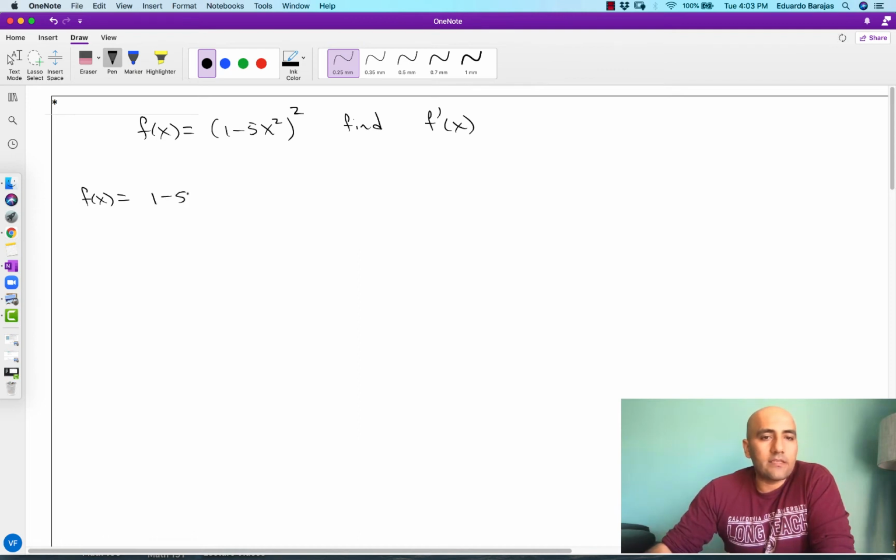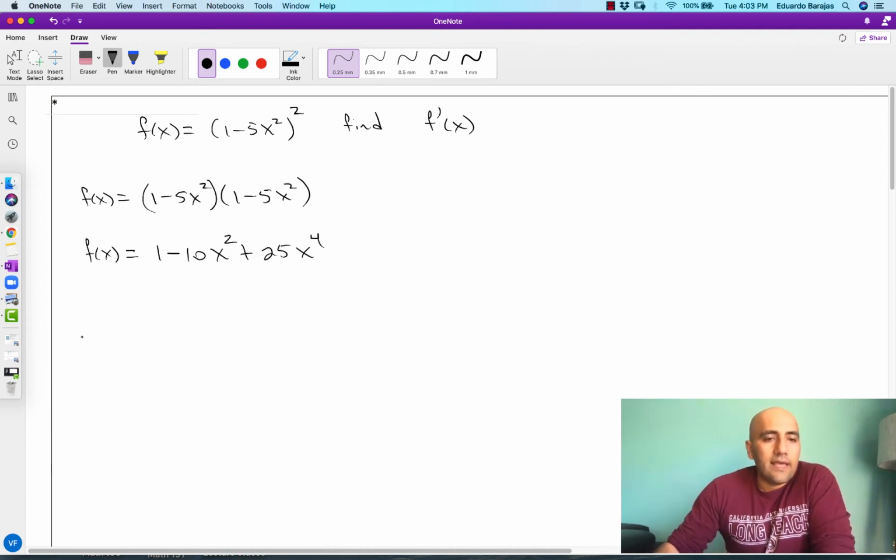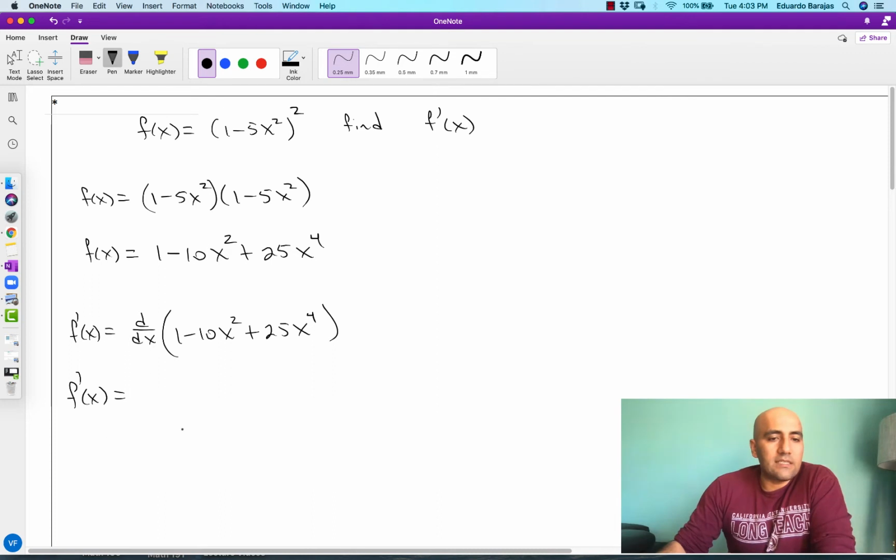So that becomes 1 minus 5x squared times 1 minus 5x squared, which means that f of x is equal to 1 minus 10x squared plus 25x to the fourth power when we FOIL it all out. And now to find the derivative, f prime of x, that's just going to be equal to the derivative with respect to x of this whole thing, 1 minus 10x squared plus 25x to the fourth power. By now, this should be a really nice, easy derivative.